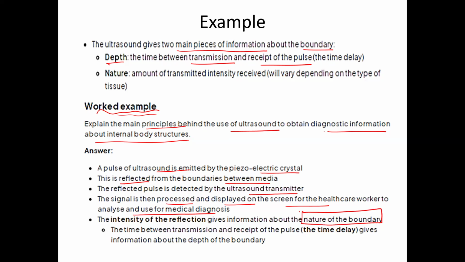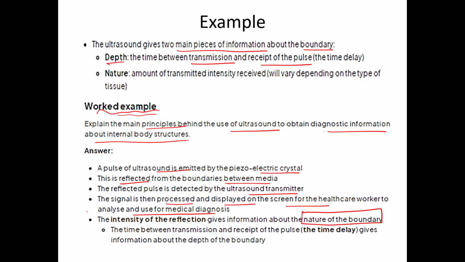The intensity of the reflection gives us what? The intensity of the reflection gives information about the nature of the boundary, and the time between transmission and receipt of the pulse gives information about the depth of the boundary. So the intensity of the reflection gives information about the nature of the boundary. The time between transmission and receipt of the pulse gives us information about the depth of the boundary.